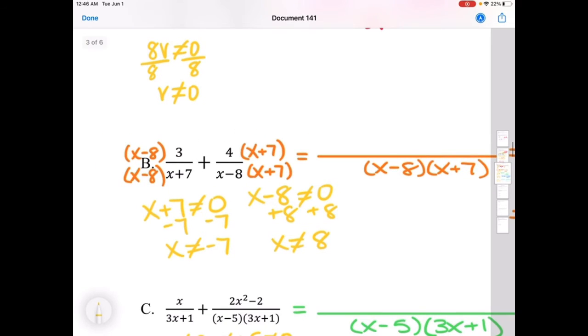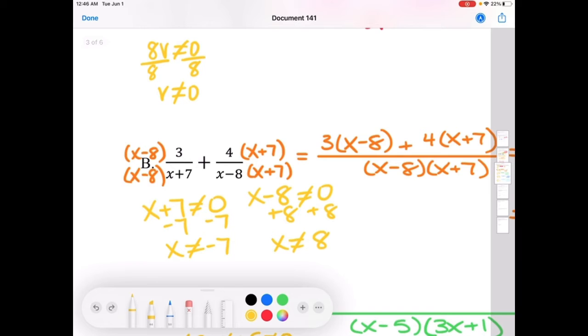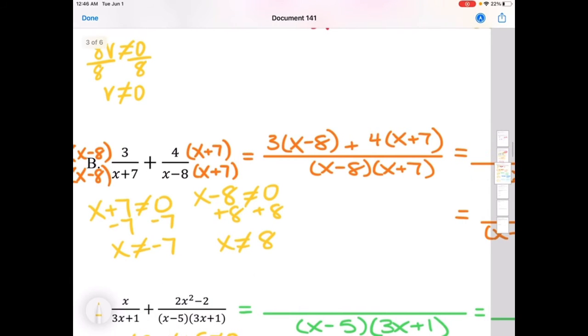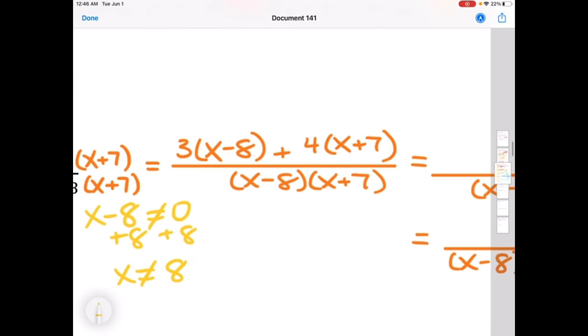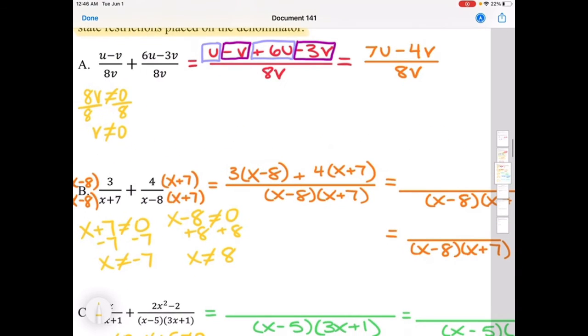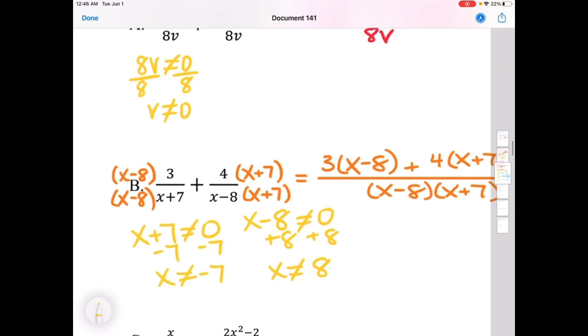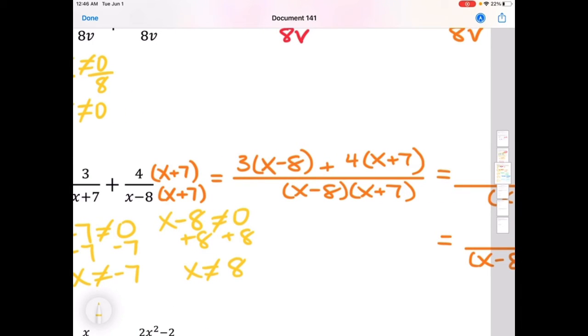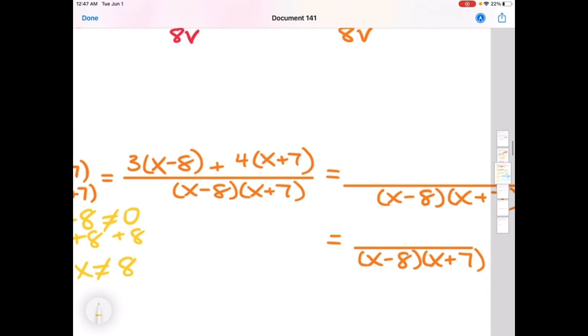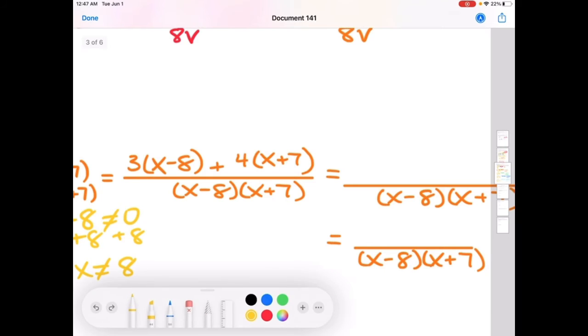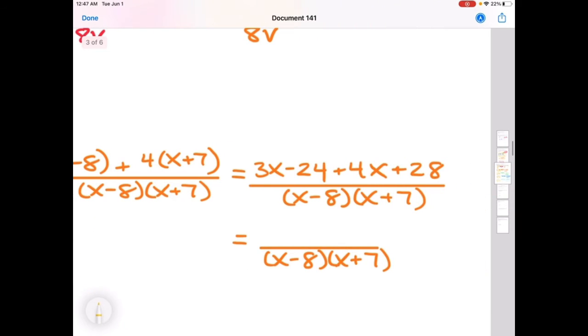So here, if we have this multiplication, we have 3 times x minus 8 on the left and 4 times x plus 7 on the right. But we can have it all over one denominator, because that is the reason we are multiplying this way, so that we can combine all of our terms in our numerator. So here, if I multiply 3 and x minus 8, I'm going to get 3x minus 24. And here, if I multiply 4 by x plus 7, I'm going to get 4x plus 28. So I have all of those terms all over the same denominator.